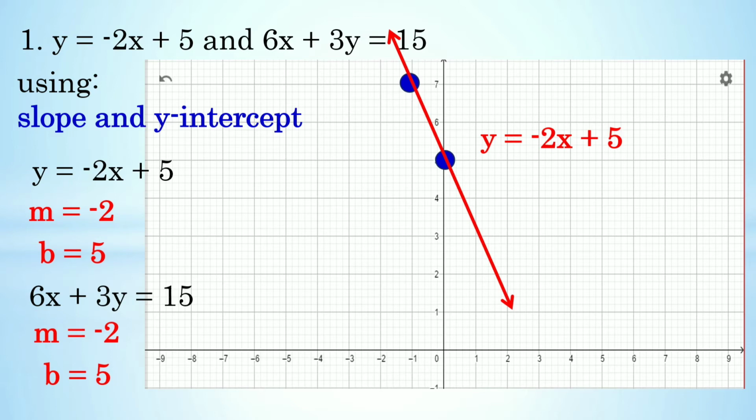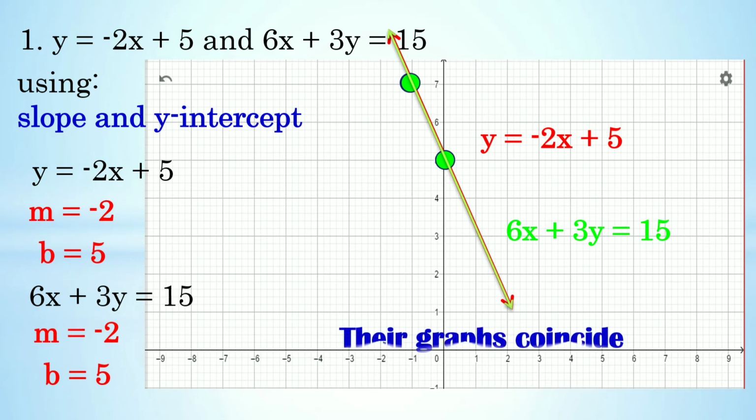Sa ating pangalawang equation, ang ating y-intercept ay 5. So, ito siya. At ang kanyang slope ay negative 2. So, dalawa pataas, isa pakaliwa. So, 1, 2, 1. Ayan. So, ito po yung graph ng ating second equation na 6x plus 3y equals 15. So, kung napapansin nyo, ano kaya ang itsura ng kanilang graph? So, ang kanilang graph ay coincide. So, their graphs coincide.